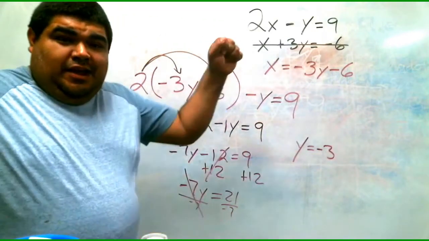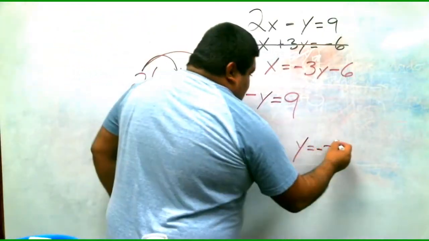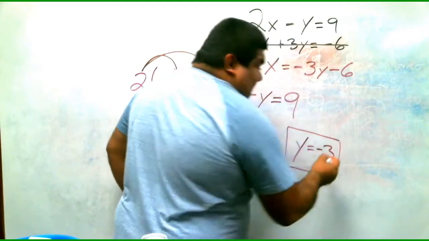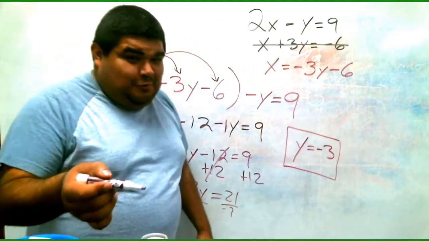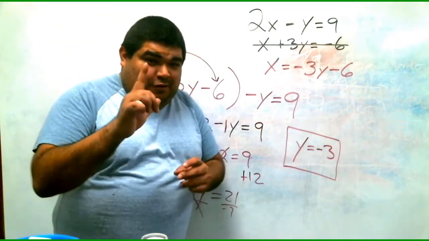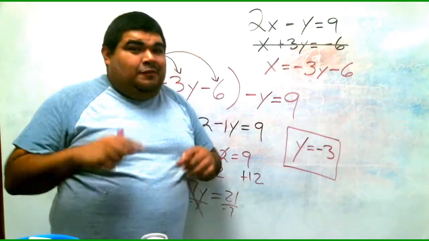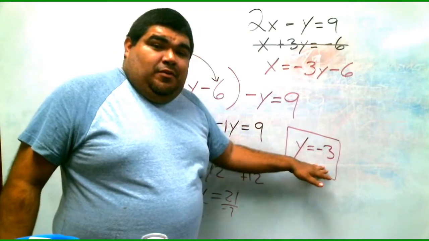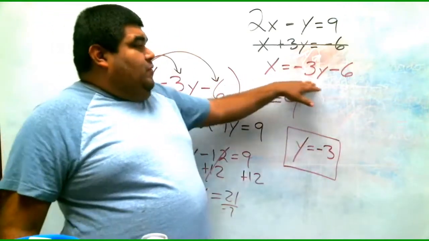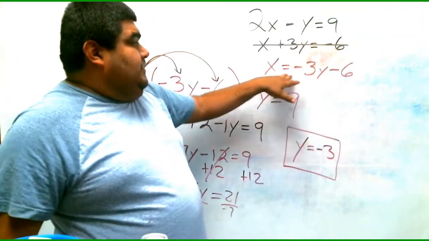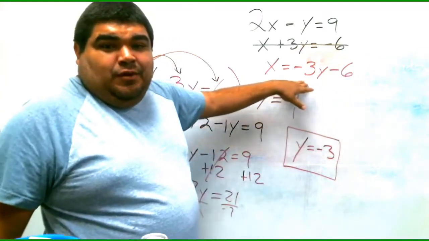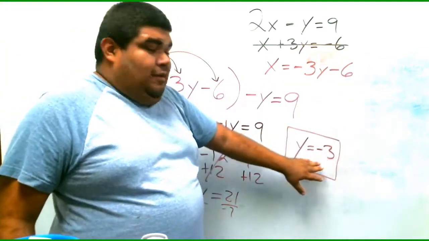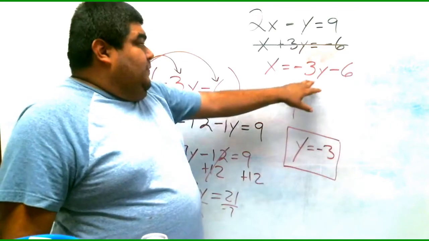So we solve for y. Yay! We solve for y. But we are not exactly done yet. We're close though. Okay? We solve for one of the variables. Remember, we have to solve for 2, for x and y. Now that we solve for one variable, notice that equation we fixed: x equals negative 3y minus 6. We can plug in the negative 3 for the y.